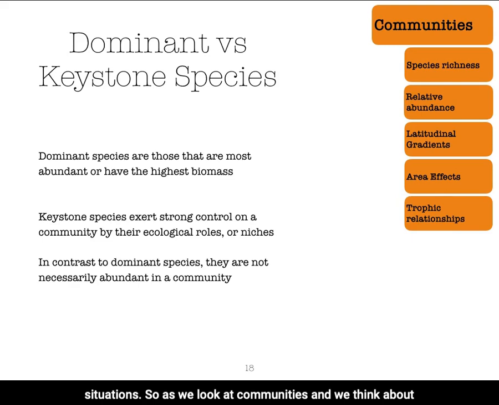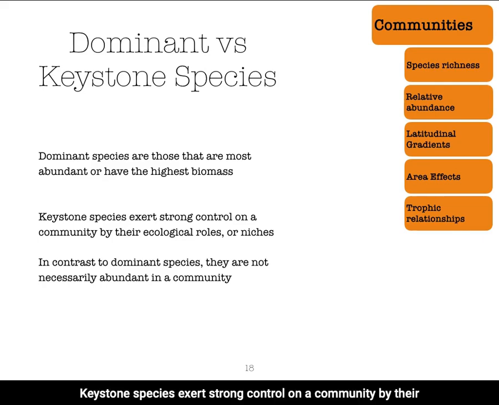So as we look at communities and we think about species richness and relative abundance, there are certain species that have very large impacts on community structure. Such species are highly abundant, or they can play a very pivotal role in community dynamics. Dominant species are those that are most abundant or have the highest biomass. One hypothesis suggests that dominant species are most competitive in exploiting resources. Another hypothesis is that they are more successful at avoiding predators and disease.